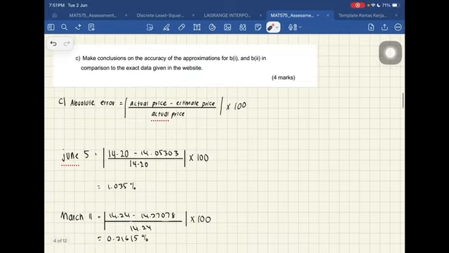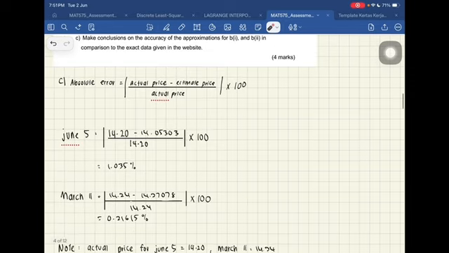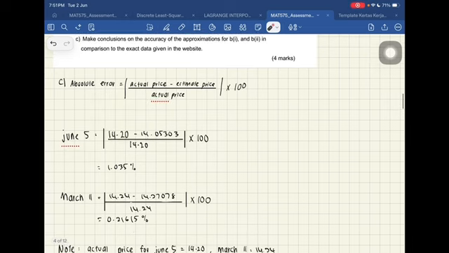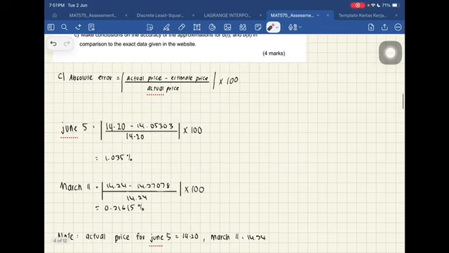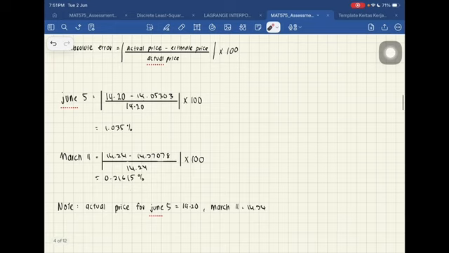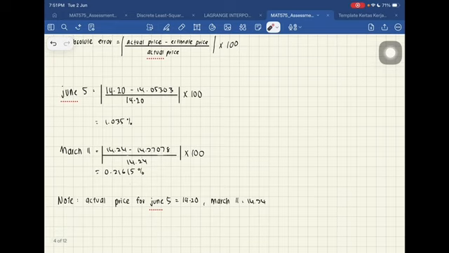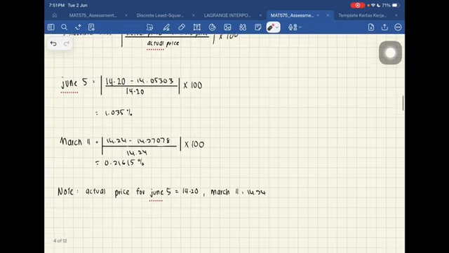Then lastly, question C, make conclusions on the accuracy of the approximations for B1 and B2 in comparison to the exact data given in the website. So firstly, we must find the absolute error. The formula is actual price minus estimate price over actual price times 100. So the actual price for June 5 equals 14.20 and March 11 equals 14.24.